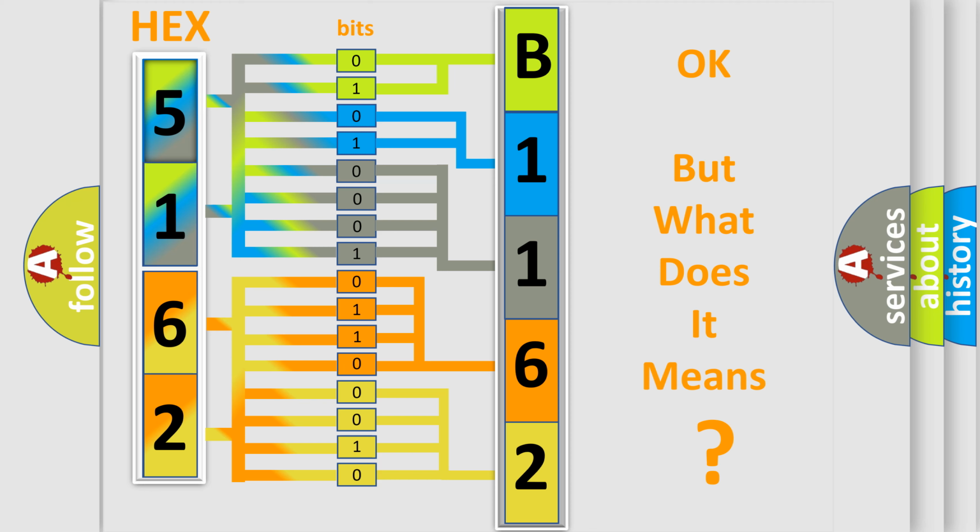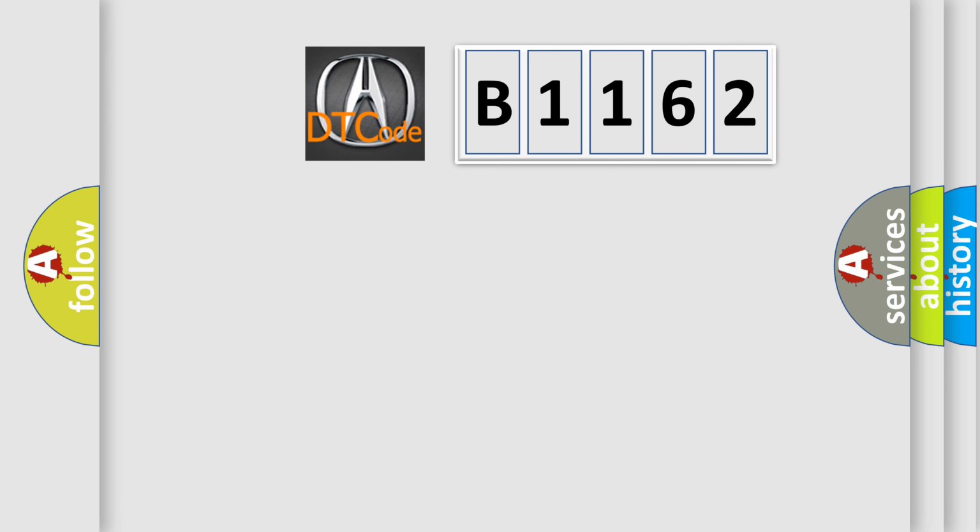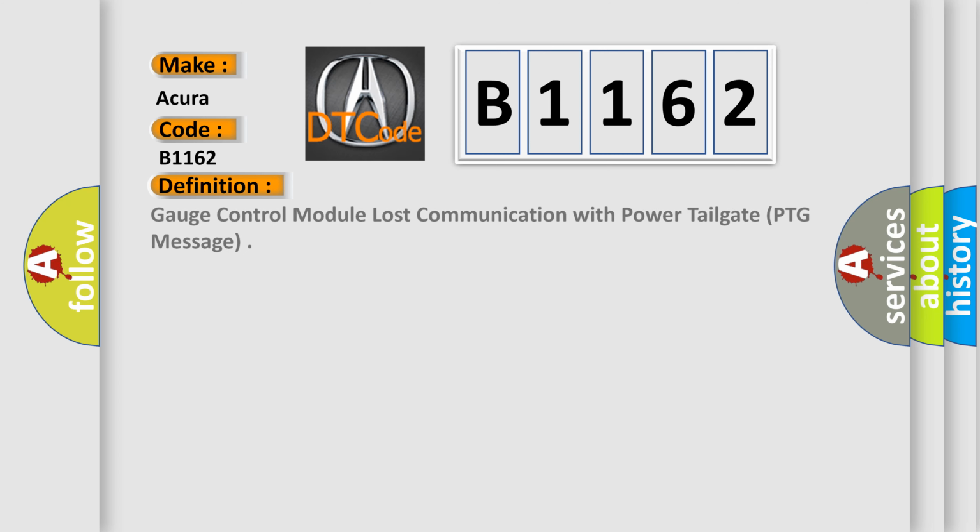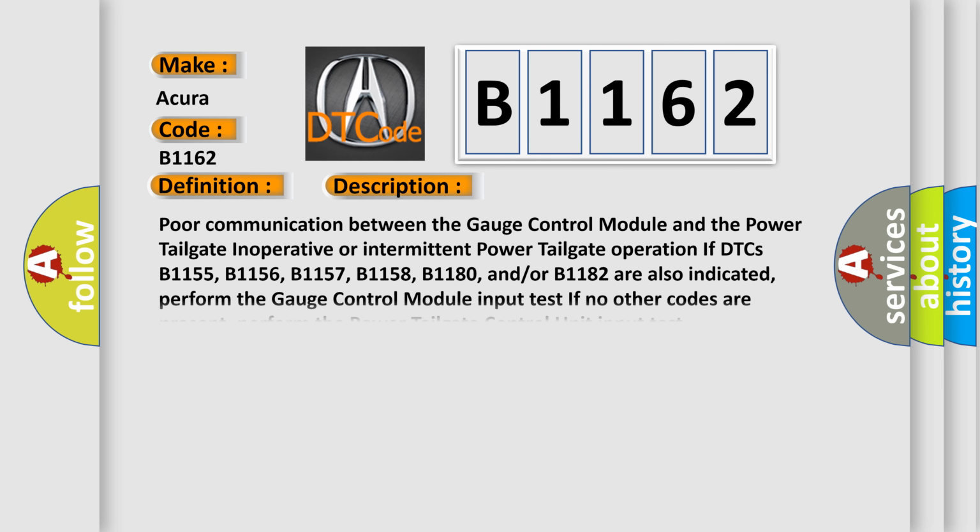The number itself does not make sense to us if we cannot assign information to what it actually expresses. So, what does the Diagnostic Trouble Code B1162 specifically mean for Acura vehicles? The basic definition is: gauge control module lost communication with power tailgate (PTG) message. And now this is a short description of this DTC code.